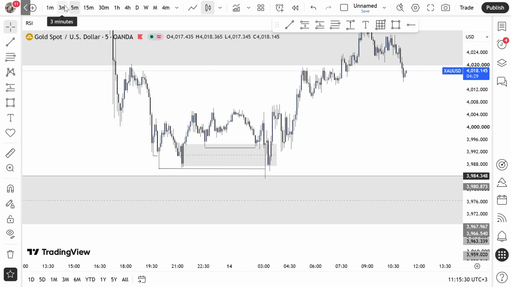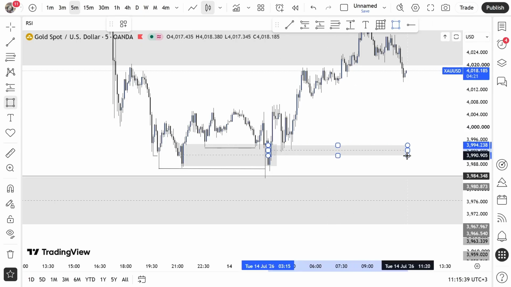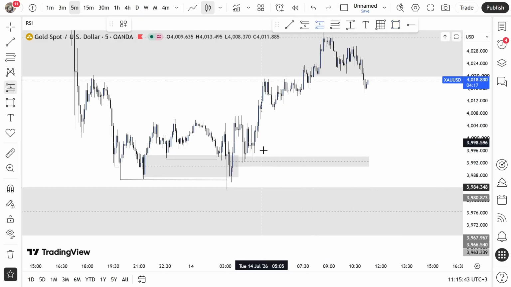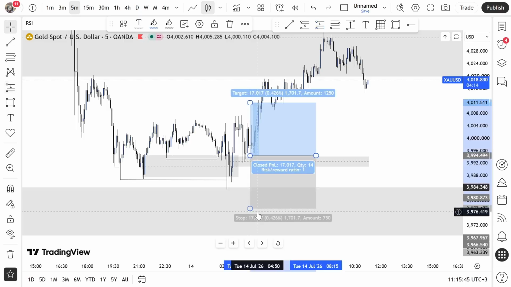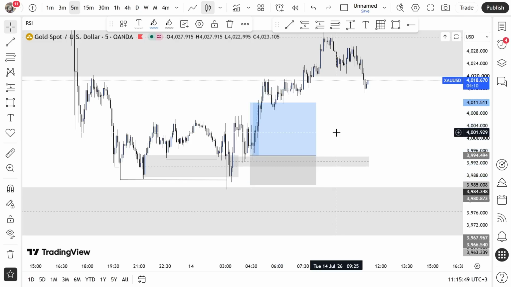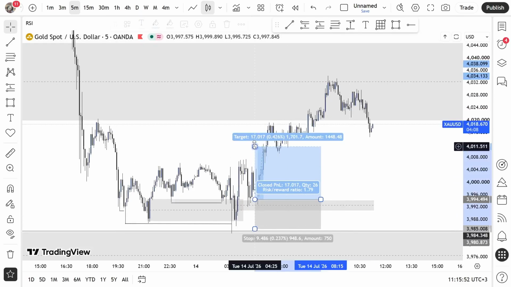You can go to 3 minutes or 1 minute, then the retrace. Then you enter here. Let me mark. You can enter in this fair value gap. Stop loss above the previous low, or below the fair value gap, but I advise stop loss somewhere around here. Then target up here.